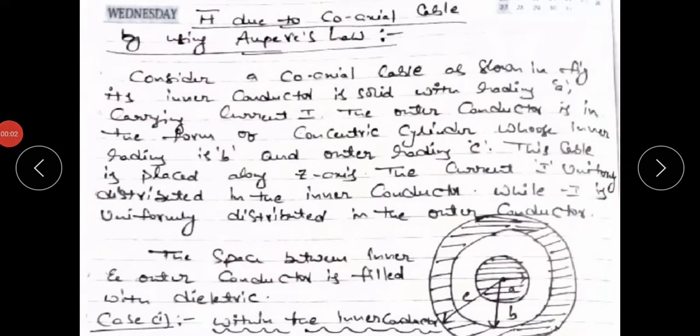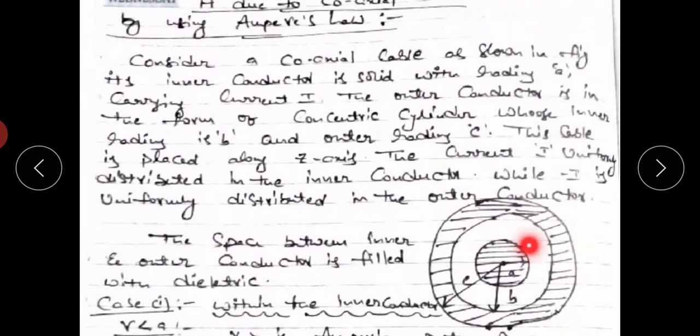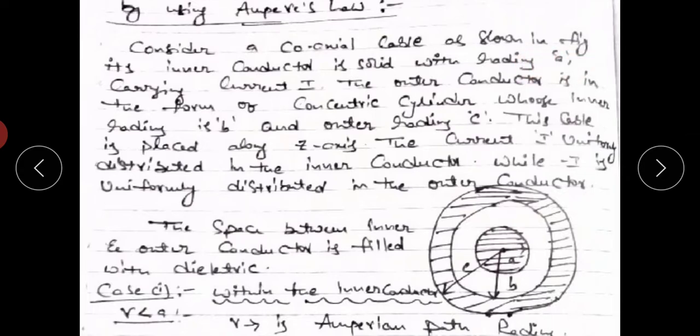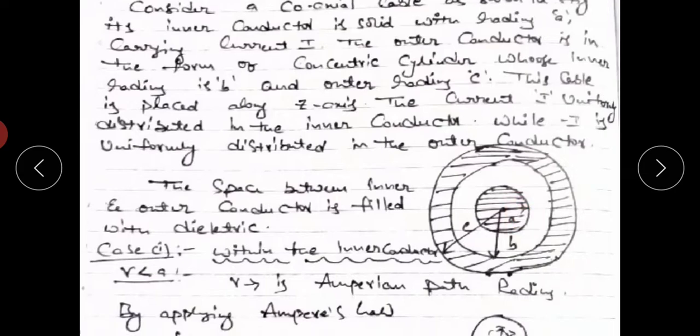Okay, now I would like to explain the magnetic field intensity due to a coaxial cable by using Ampere's circuital law. So consider a coaxial cable as shown in the figure. Here the inner conductor is a solid conductor with radius a meters, carrying a current I. The outer conductor has an inner surface radius equal to b meters and an outer surface radius equal to c meters.